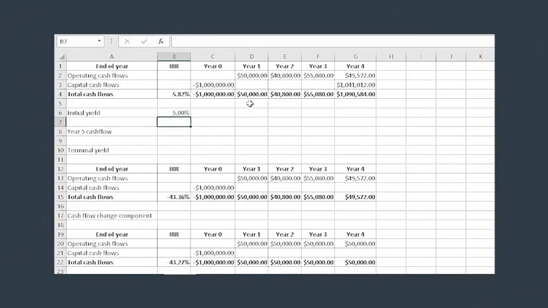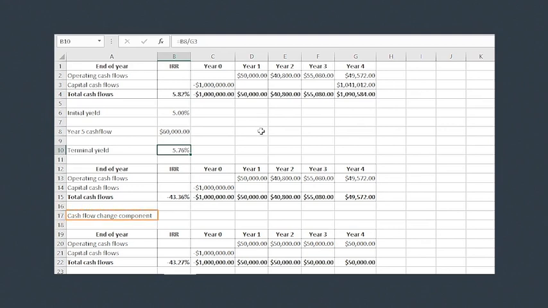Now assume that year 5's operating cash flows are projected to be $60,000. Based on this, the terminal yield of the asset is calculated as 5.76%, as you divide the cash flow of $60,000 by the resale price of the asset at the end of year 4, which, as you recall, is $1,041,012. You will use this information to calculate the cash flow change, which is the second component of the IRR.